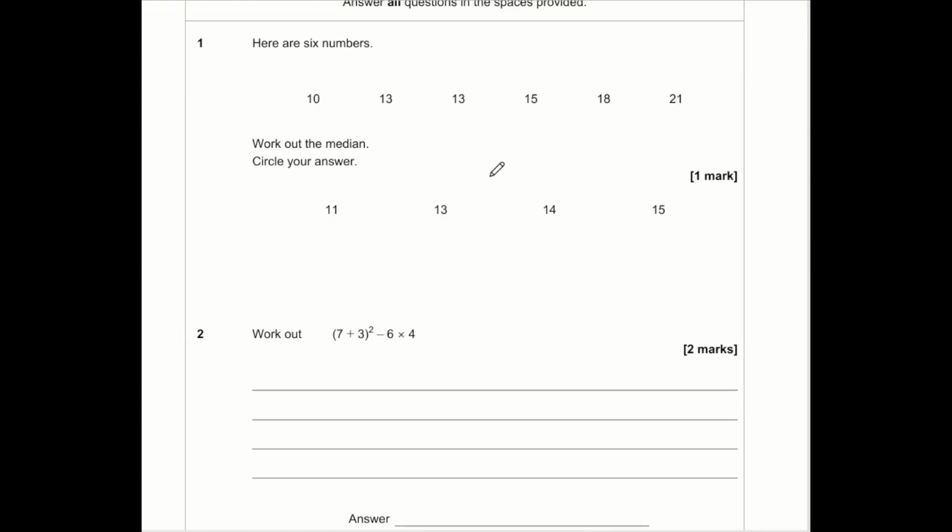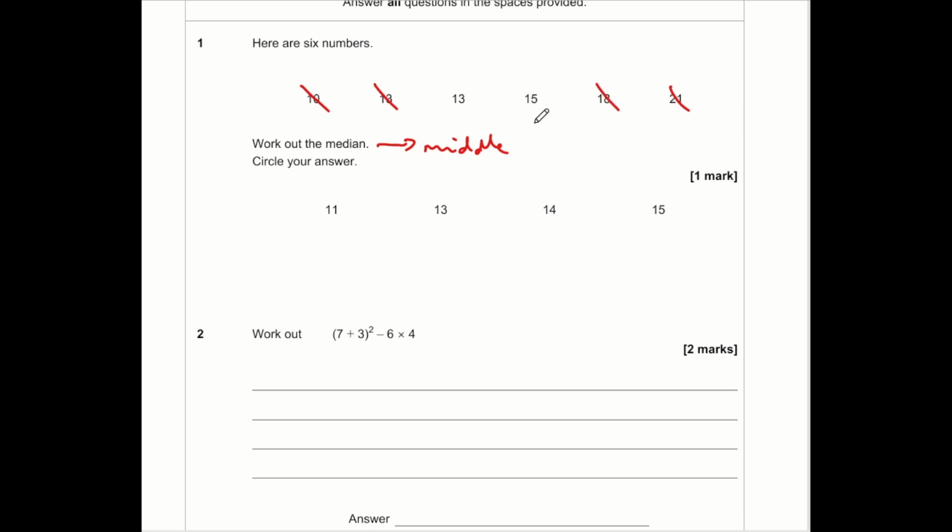So question number 1, here are 6 numbers. We want to work out the median, so we just need to remember that the median is the middle value when the values are in order. Now luckily the values are in order, so let's find the one in the middle. Cross off one on the left and the right. Cross off one on the left and the right.